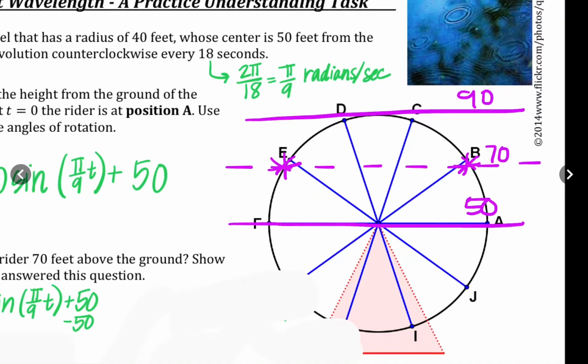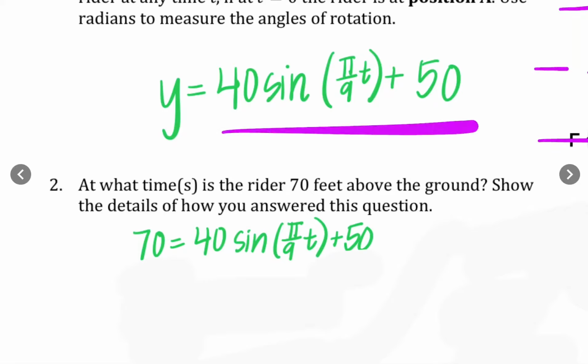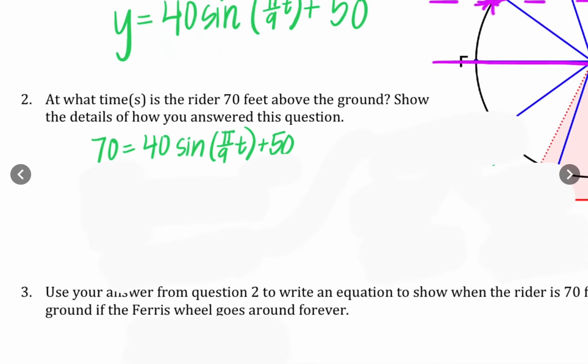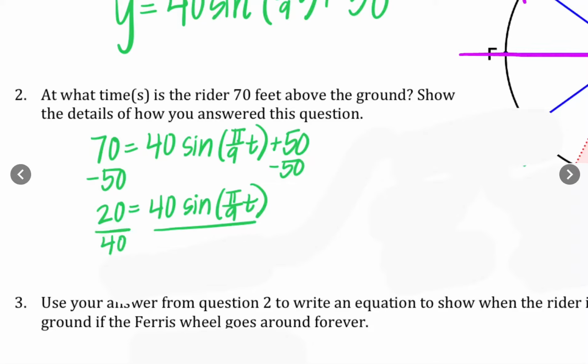So I could go with it like that, or I could actually use my equation for how it was meant to be. When I'm using my equation, let's block this off really quickly, I'm actually setting it equal to 70. I'm saying, well, this equation right here, 40 sine pi over 9t plus 50, has to equal 70. So let's go ahead and do that. I'm going to dive in and I'm just going to solve for it. I'm going to start by subtracting 50 from either side. That leaves me with 20 equals 40 sine pi over 9t.